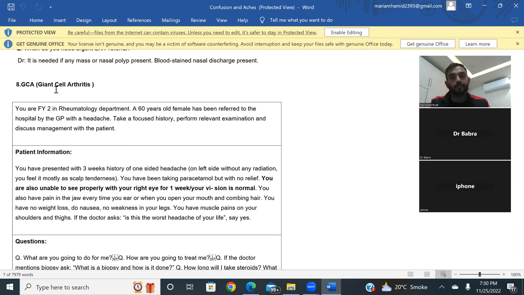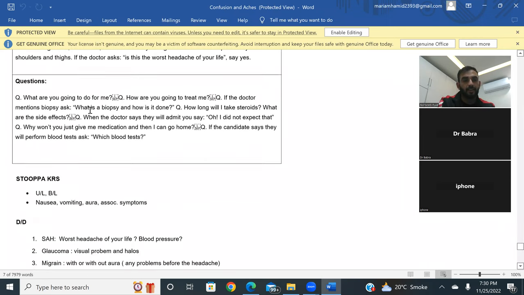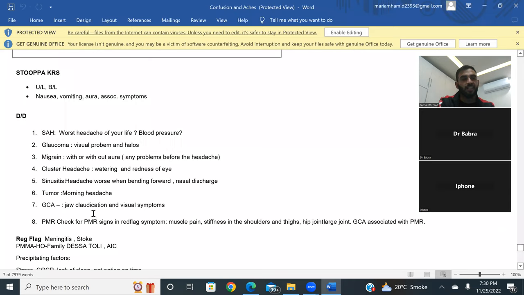And after that, you will get some clue where you will be ruling out your red flags. Then you will have the clue. Look at here. You will be doing the similar things with the headache. How will you know that it is the GCA scenario, giant cell arthritis?